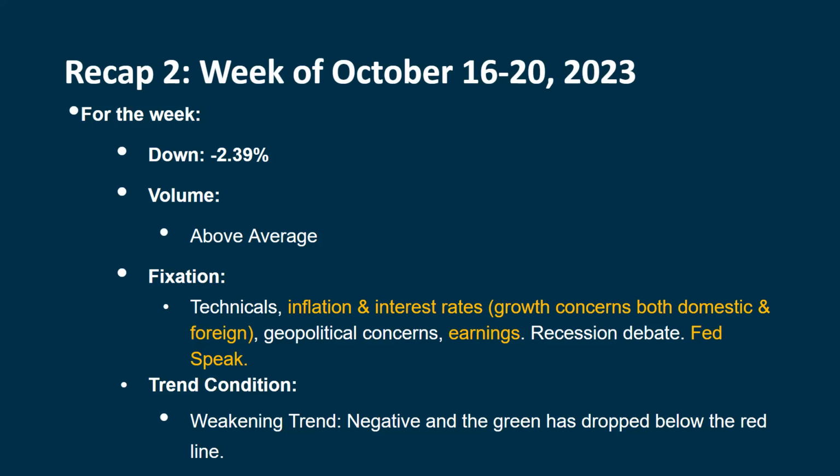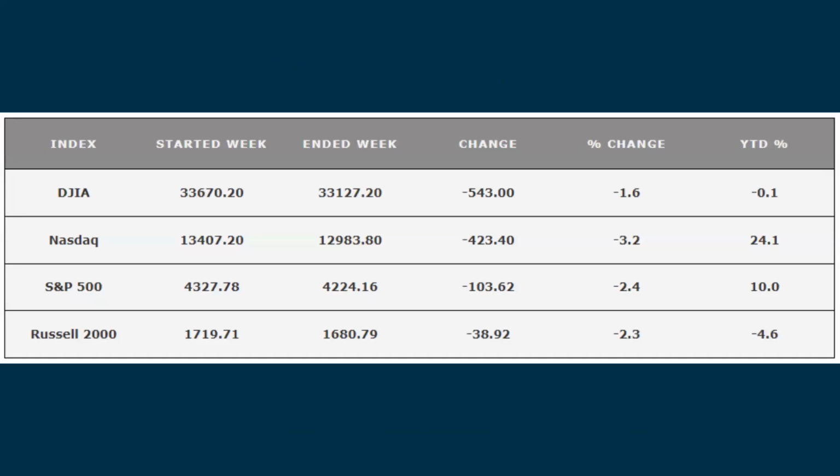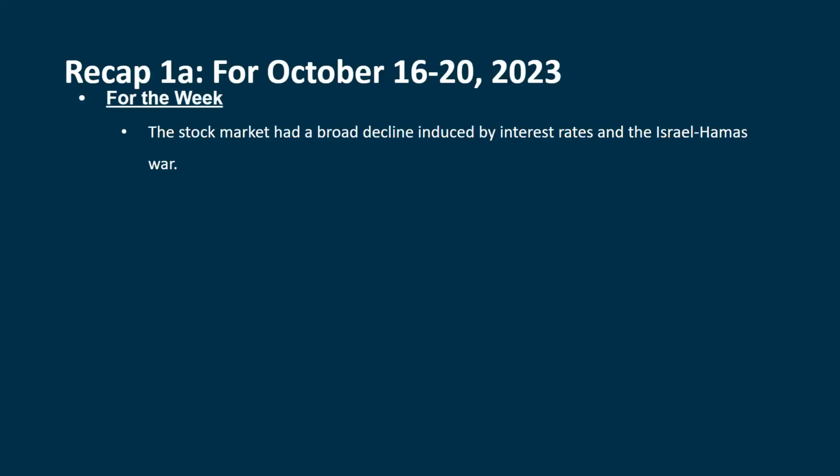We're also looking at a weakening negative trend on the weekly charts. So for the week, the Dow was down 1.6%. The NASDAQ, which has been a really stronger part of the market in 2023, not this week, was down 3.2%. The S&P was down 2.4%, and the small caps were down 2.3%. So it was across the board, more of a broad-based retreat. So for the week, the stock market had a broad decline, which is being induced by the rise in interest rates and the Israel-Hamas war that's going on.